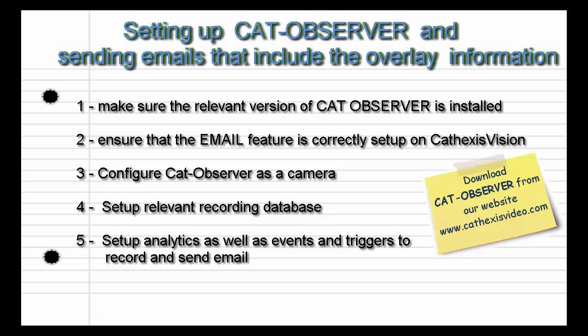To set up Cat Observer to record and send emails, we need to ensure the relevant version of Cat Observer is installed and already have the email features of Cathexis Vision set up. Then we need to set up Cat Observer as a camera and also have a database that it can record to. And then finally set up analytics on another camera that has an event that triggers an action that causes Cat Observer to record and then send that recording as an email attachment.